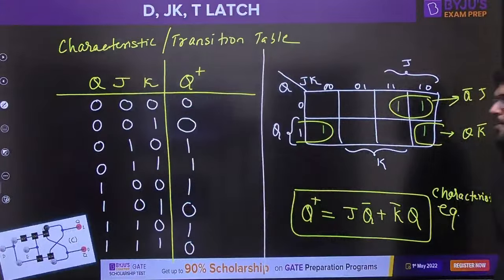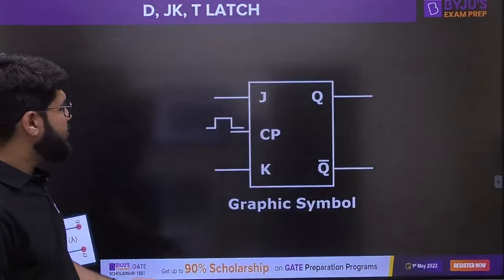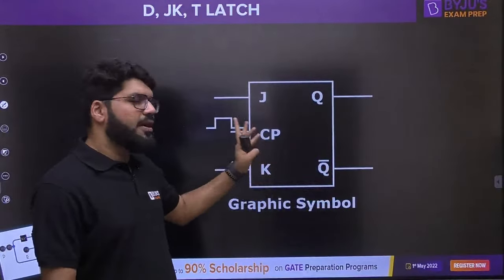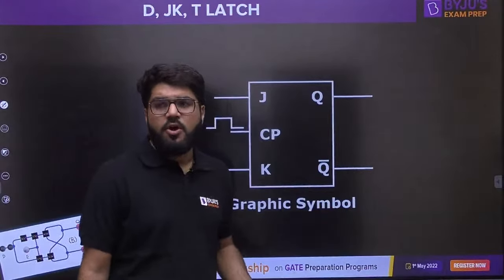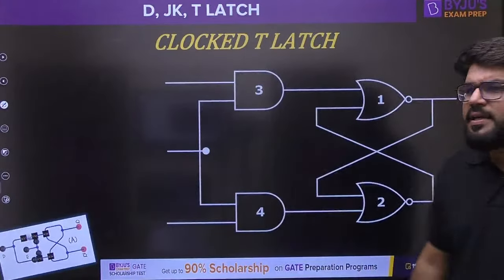All cool. And as always, there will be a graphic symbol representing both the inputs J and K, both the outputs Q and Q bar, and then another additional input, that is the clock pulse. Now, the clocked T latch.